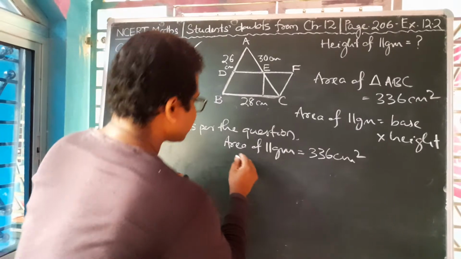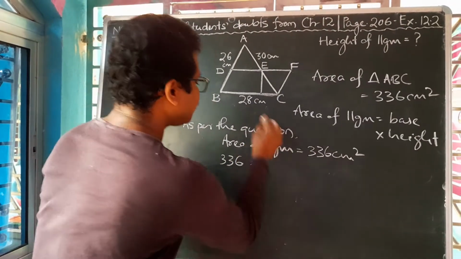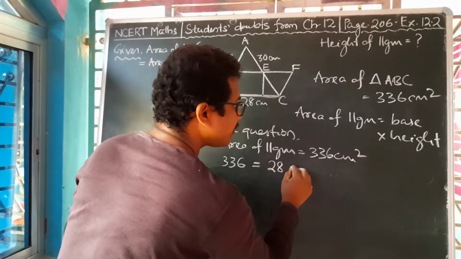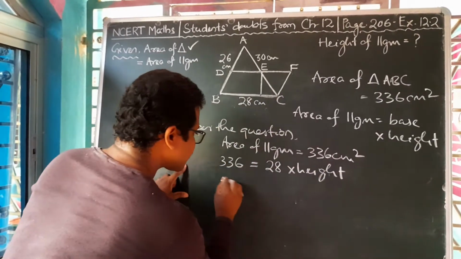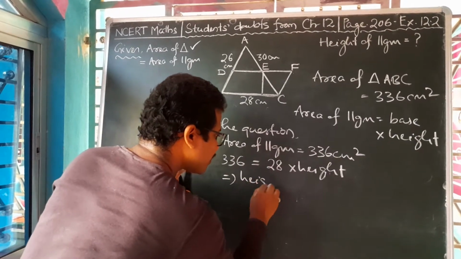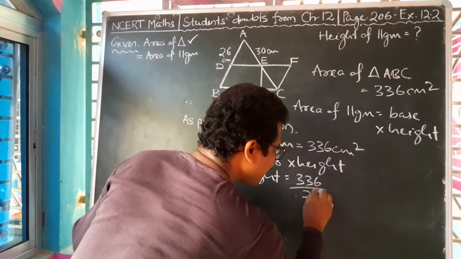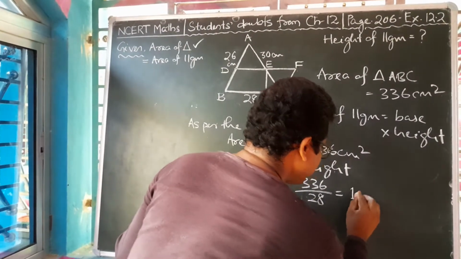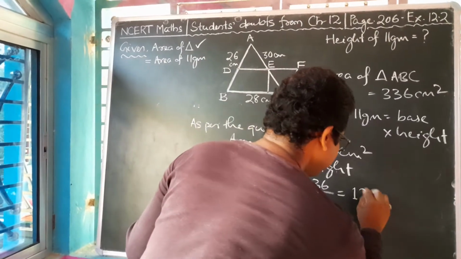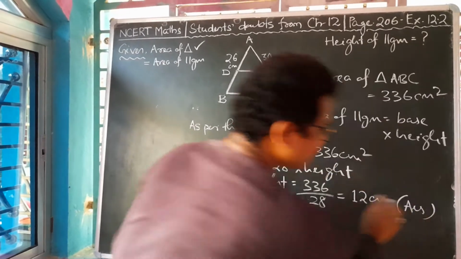Okay, that means now 336 is equal to base, 28 cm, into height. So students, now you can find out the height. Height is equal to 336 by 28, that is 12 cm. So that is the answer.